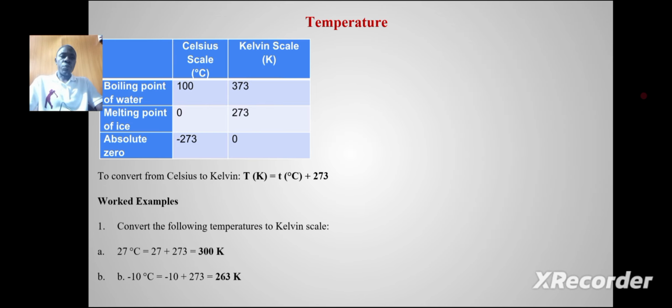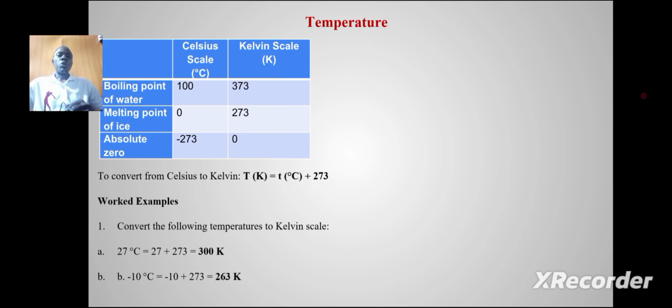Okay, very well. Let's talk about temperature, another very vital term that we'll be coming across in this topic. Temperature, we all know, is the degree of hotness or coldness of a body. There are two major units for measuring temperature: the Celsius scale, on your screen, and the Kelvin scale. The Kelvin scale measures what we call the absolute temperature.